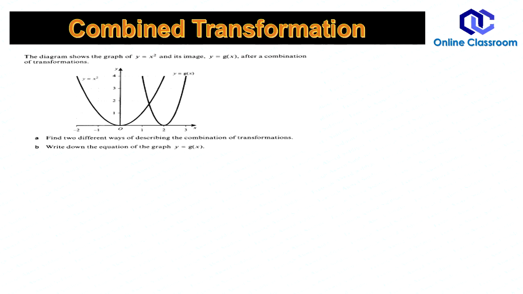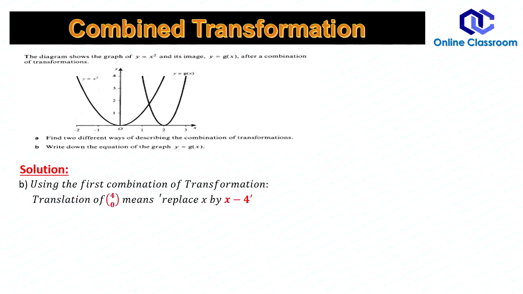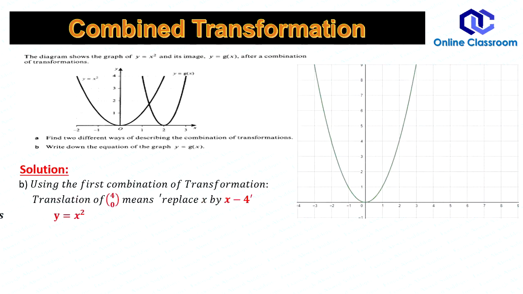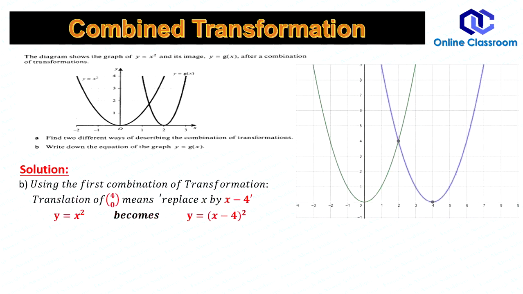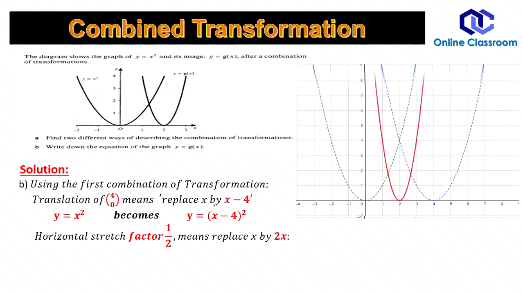Examiner now asking, write down the equation of graph y = g(x). I've used the first combination to write the equation. This was the translation we did in the first combination, remember? So how to show it in the function? Yes, with this 4 here you subtract 4 from x, from the domain. Then what we have done, horizontal stretch with stretch factor half, that is you multiply x by 2, and this is your result finally.